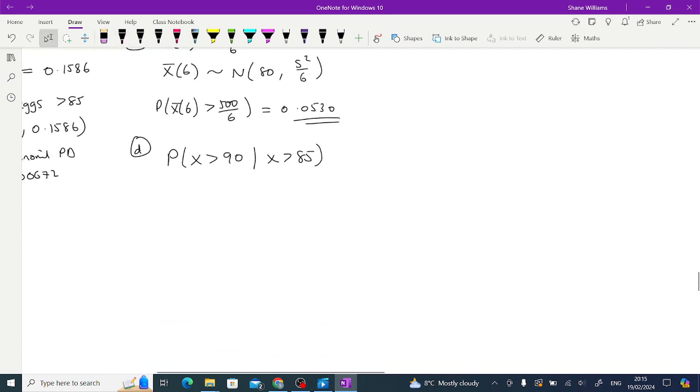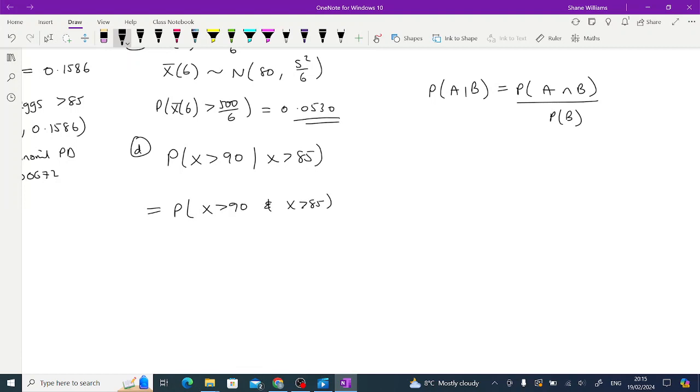Any question about conditional probabilities, you should be using this formula. Probability of A given B is the probability of A intersection B over the probability of B. So here I'm saying the probability that x is greater than 90 and x is greater than 85, divided by the probability that x is greater than 85.